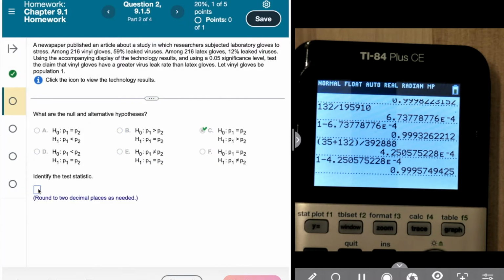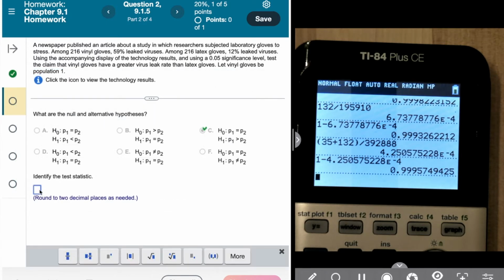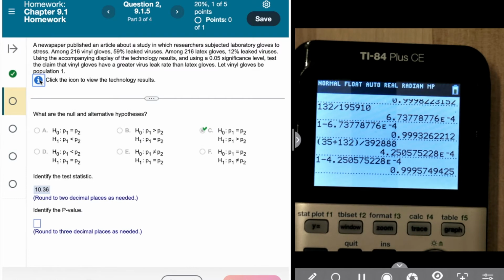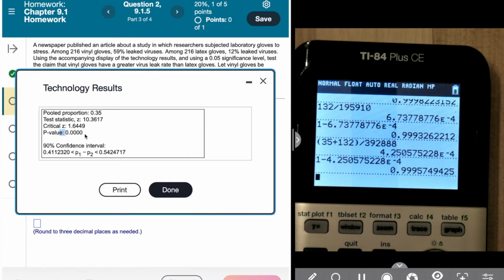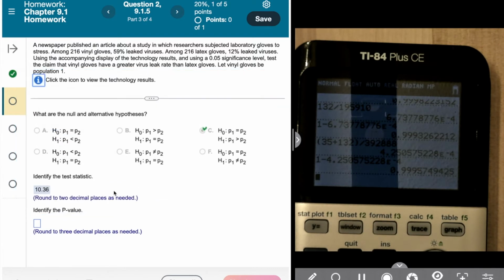All right, now it says identify the test statistic. Well, it literally has the technology results, and it right there says test statistic, so 10.36 to 2 decimal places. All right, identify the p-value. Again, I've got that right in the table right there. Wow, the p-value is literally 0.